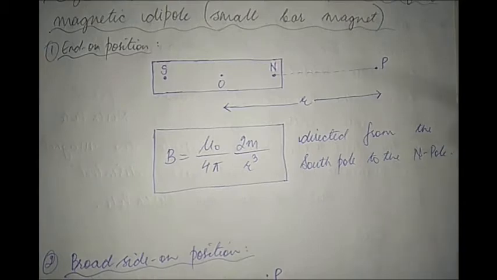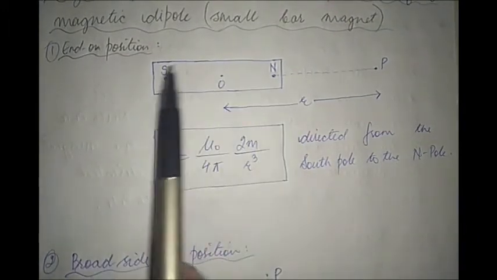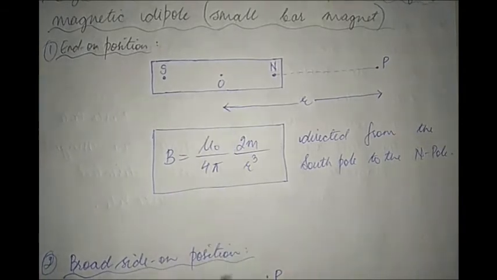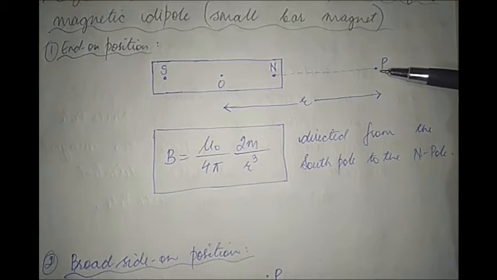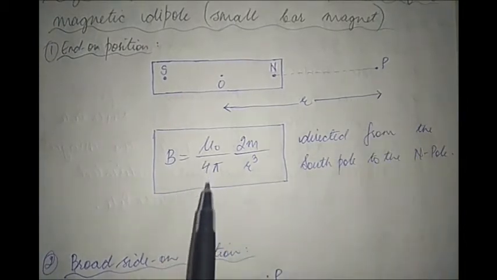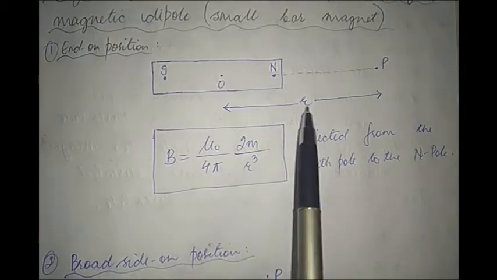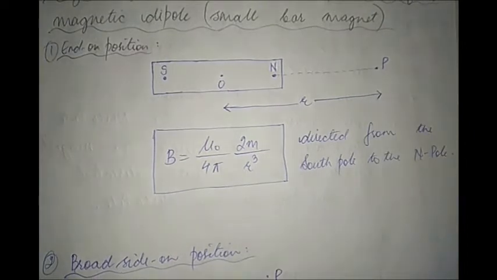Now let us see what the magnetic field at the end-on position of a magnetic dipole or a small bar magnet will be like. So we have a bar magnet, this is the North Pole, this is the South Pole of it, O is the central point of the bar magnet, and we want to find the magnetic field at point P, that is at the end-on position. According to the syllabus, you need not do any derivation for this, but you need to remember the final result. The magnetic field at the end-on position will be mu naught by 4 pi, 2m upon r cube, where r is the separation between the center of the magnetic dipole and this point P here.